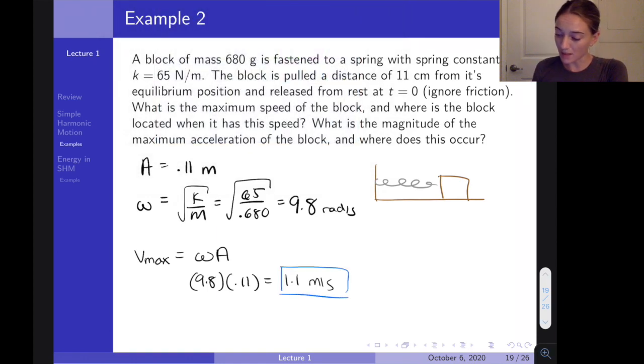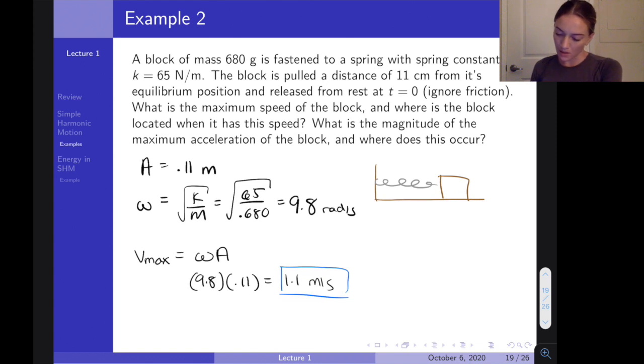I'm being a little bit sloppy with significant figures. Just as a side note, I don't really care about significant figures. On an exam, use 2 or 3 decimal places. That's fine. I really don't care about significant figures, so this is sufficient.